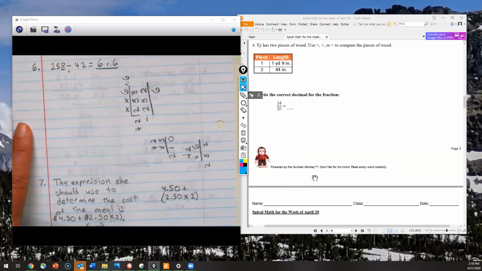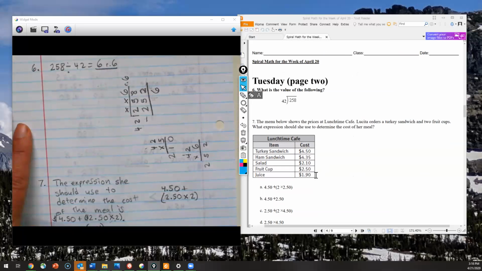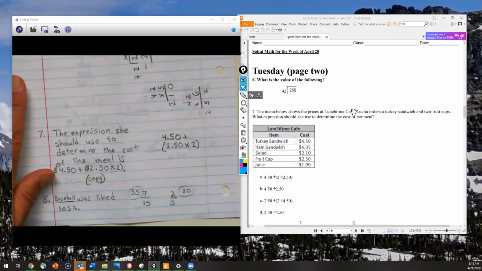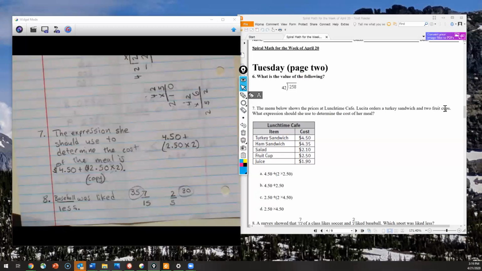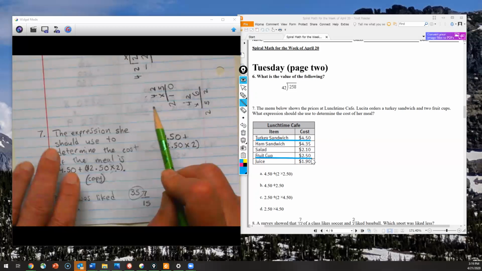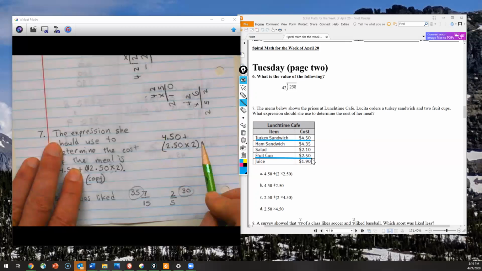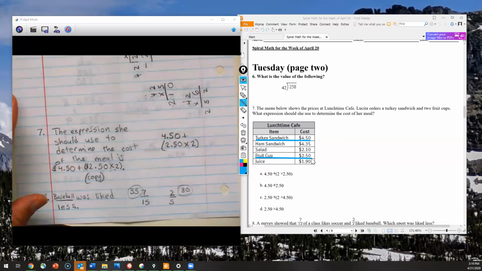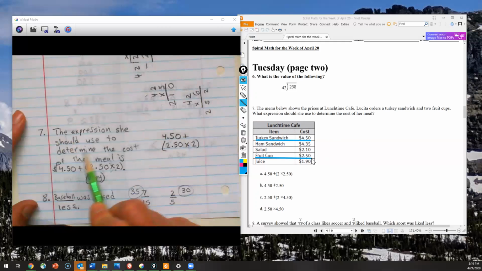We're going to move on down now to number 7. The menu below shows the prices at the Lunchtime Cafe. Lucida orders a turkey sandwich and 2 fruit cups. What expression should you use to determine the cost of her meal? How I determine that is I look at the price for the turkey sandwich and the price of the fruit cups. Since there's only one turkey sandwich, I have one $4.50 amount, and then I have 2 fruit cups because each fruit cup is $2.50 each, which means the expression she should use to determine the cost of the meal is $4.50 plus, in parentheses, $2.50 times 2.